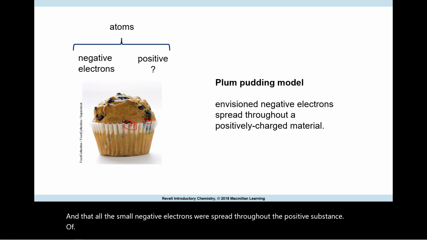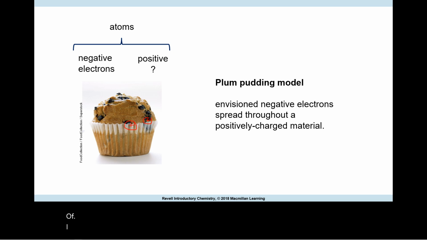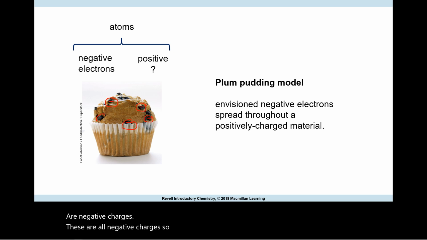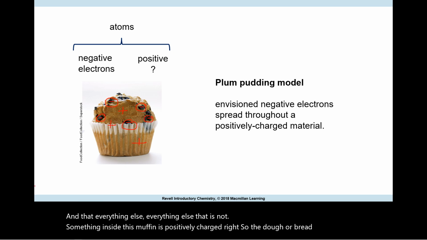Actually, I have that backwards. I apologize. Let's erase that. He said that all of these are negative charges. Okay, these are all negative charges, so they're all electrons. And that everything else that is not something inside this muffin is positively charged, right? So the dough, or bread in this case, is positively charged.